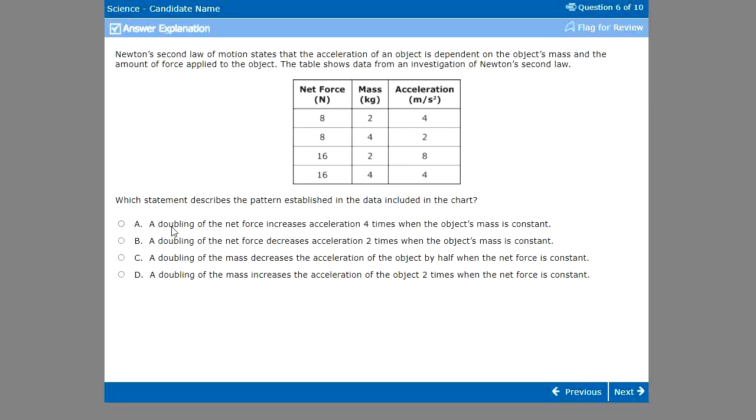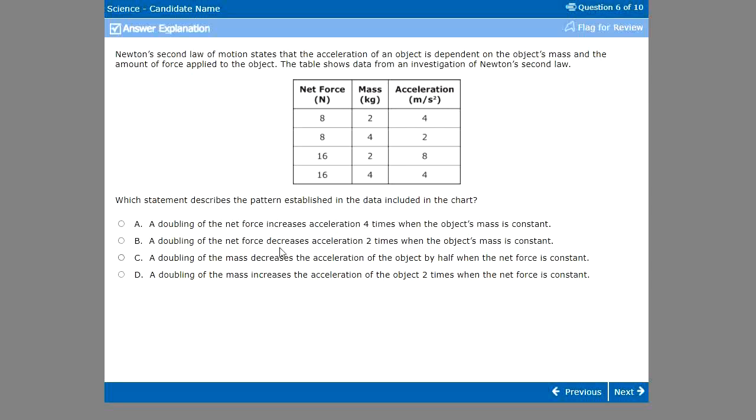A. Doubling the net force increases acceleration 4 times when the object's mass is constant. So we can actually check that. Where is the mass constant? We can have a look at the second and the fourth row. Mass is constant, 4 kilogram, and the net force doubles. What happens to the acceleration in this case? The acceleration goes from 2 to 4, so the acceleration doubles. So we can exclude answer A. It says the acceleration would be 4 times higher.